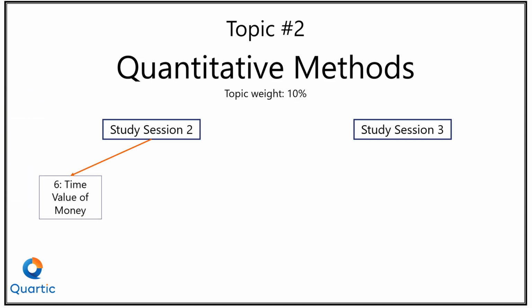Now, the first reading under Study Session 2 is reading 6, which is the time value of money. And it's one of those readings in which I would say you must master everything. This reading begins by introducing interest rates as a required rate of return, then looks at the time value of money. Present values and future values are linked by compounding and discounting. Understand both discrete and continuous compounding and discounting.